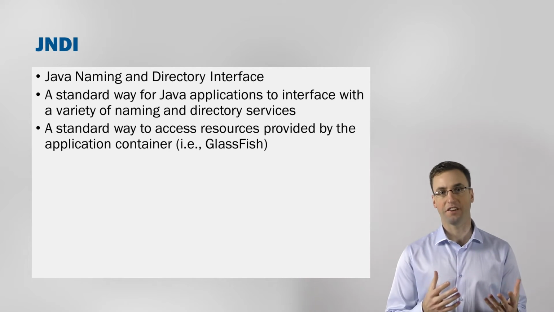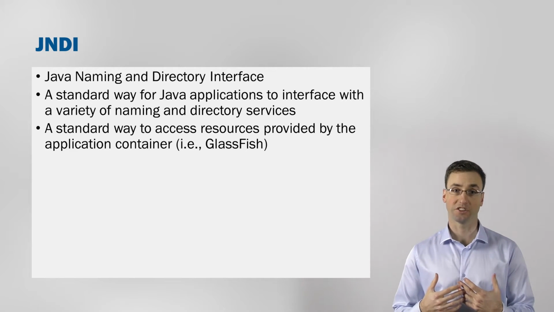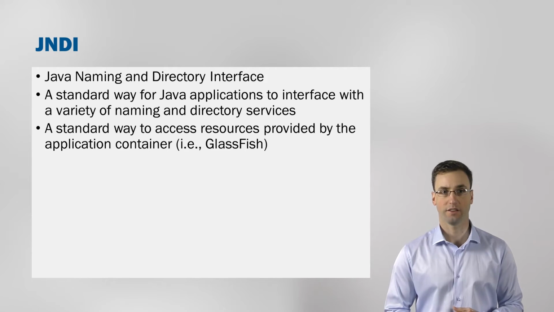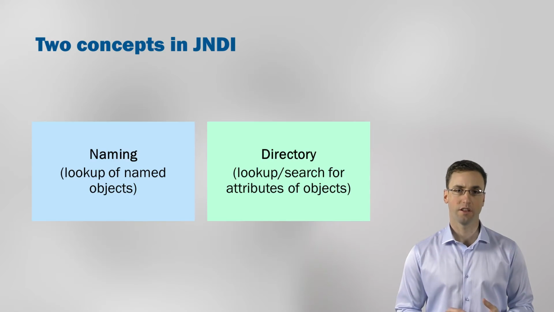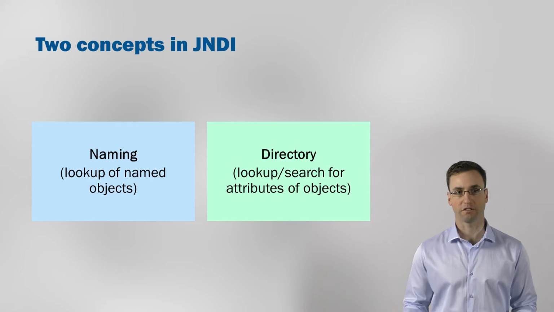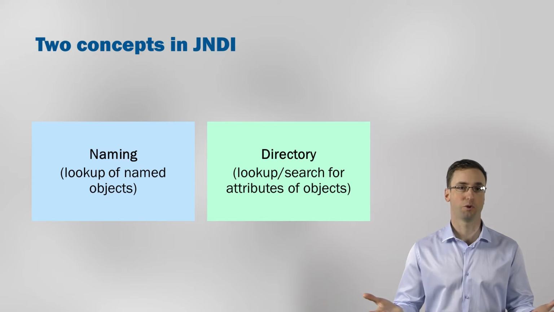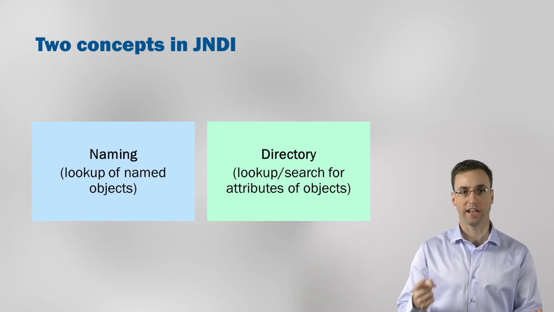You can use JNDI to access all of the resources, services, and objects that the application server provides to your application. The basics of JNDI are very simple to understand. First, you need to understand the two main concepts, naming and directory. So what's the difference between these two? Well, naming refers to a simple mapping between names and objects.